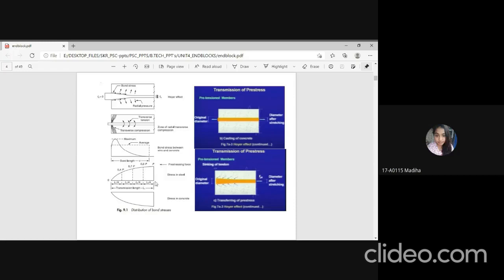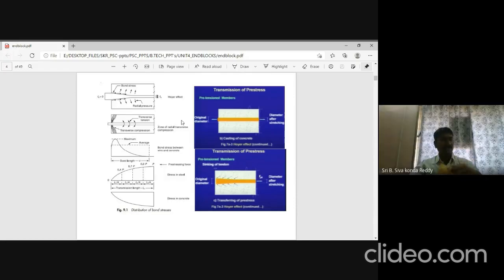This entire mechanism that I'm explaining is shown in this diagram. This wedge action formation and then the slow introduction of your forces from zero to the maximum value of P is called Hoyer effect, since Hoyer was the engineer who started talking about pre-tension members. So this entire phenomenon is called Hoyer's effect. Then whenever you look at this next figure, the cable is trying to come inside and you have a concrete which is opposing this.